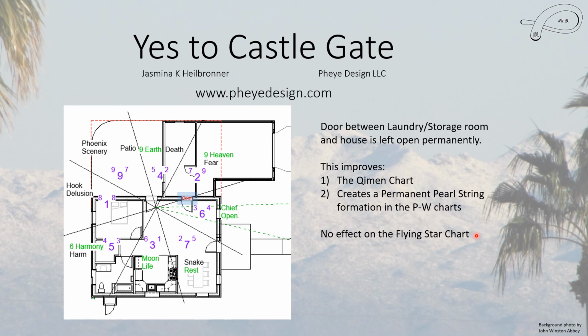Now, this is where I stopped in the optimizing an existing house video because I wanted to get this video done before I added anything. But the fact that we have this makes this 5 not quite so bad, but it's still pretty bad to have a 5 where we have a main door. Now, if we do a castle gate, this is what happens.